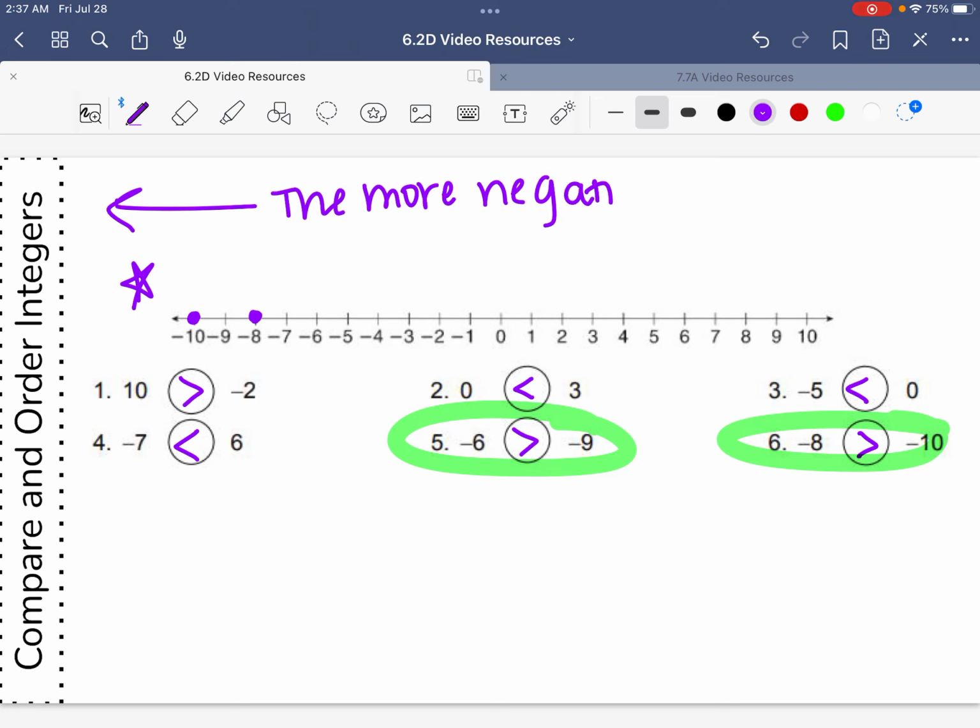So the more negative a number is, the smaller the value.